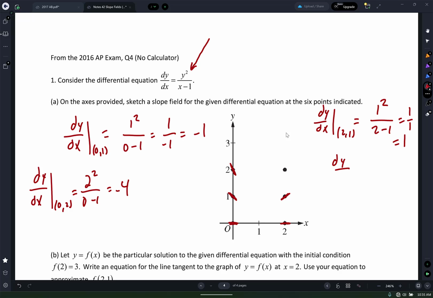All right. Go to (2, 2). dy/dx at (2, 2). 2 squared over 2 minus 1. 2 squared is 4. 4 divided by 1 is 4. Make it look the same steepness, but positive. And there it is. I do not remember how many points. Usually these are like 2 points, sometimes 3 if they tell you to put a curve through it. That's it. Cool or not cool?